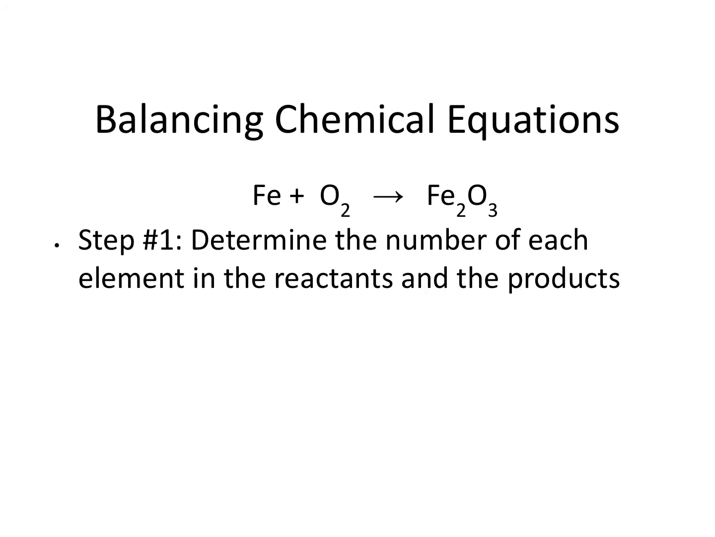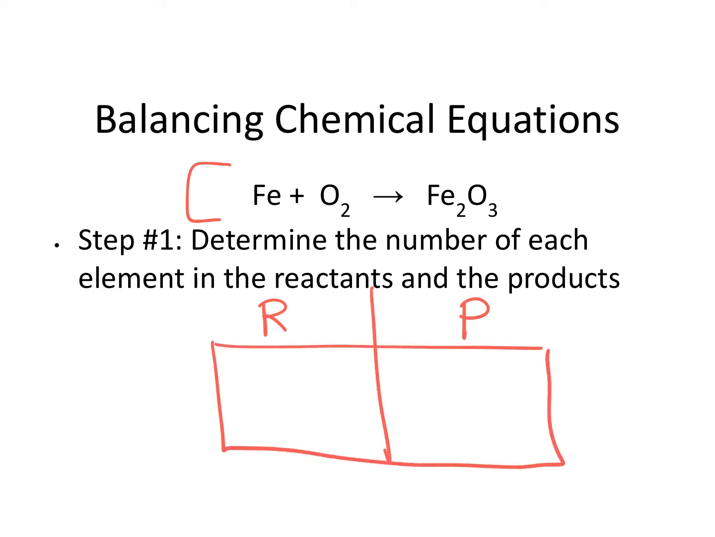So let's go ahead and try to balance one. So if we have this equation here, our first step is to determine the number of each element in the reactants and the product side. So let's go ahead and in your notes, make this chart. We have reactants and we have products. That's what my R and P stand for. And I have 2 things in this reaction. I have Fe, iron, and I have O2, or oxygen. So I have Fe and I have O. Those are the only things I have in here.